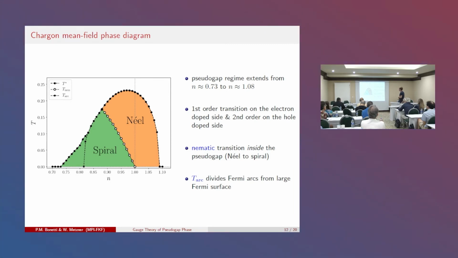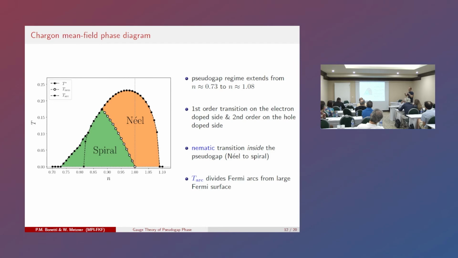Here's half filling. And this asymmetry comes because we have a t prime, a next nearest neighbor hopping, and all the cuprates have such a t prime. It can be smaller, it can be bigger, but it's always there. And that's crucial to get this particle-hole asymmetry. And you see already on this level, this asymmetry. Here's temperature, density, as I said. So here's Néel, and here is spiral. Those are the only states we allow.